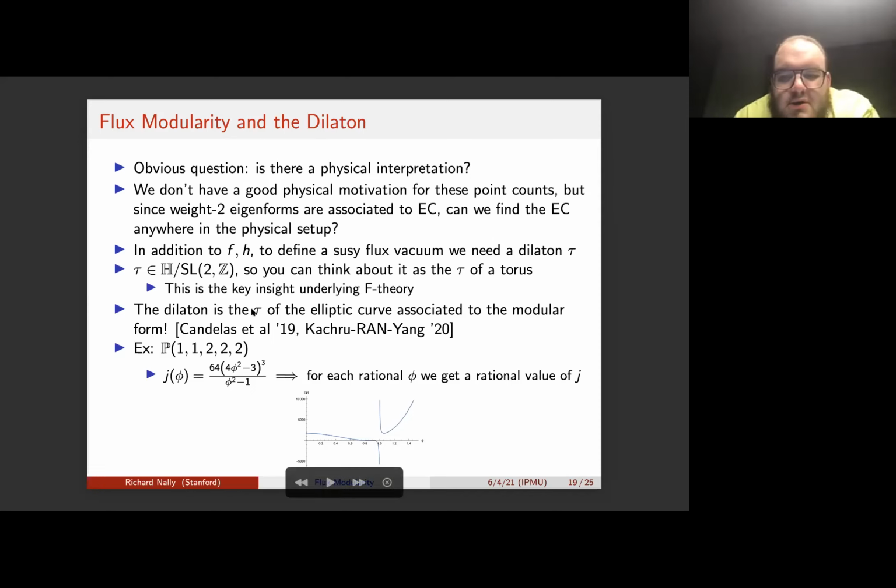Okay, so in our example, the octic Calabi-Yau in P11222, you can compute J as a function of phi, where by J of phi, I mean J of tau of phi, where tau of phi is the dilaton that makes G3 have restricted Hodge type. And indeed, you see that for each rational phi, you get a rational J. So you could hope that there is some elliptic curve that is reproducing the modularity.